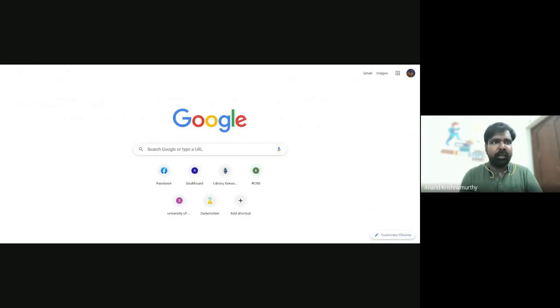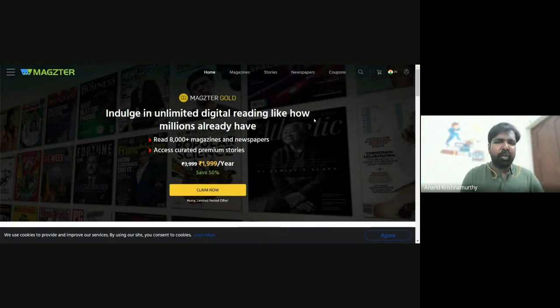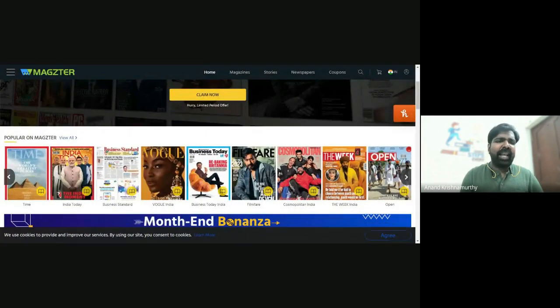start a trial pack, which will be for a month. Then add any newspaper to the cart, 6 rupees, 10 rupees. And then they'll naturally show you a 3-month pack where you have to pay 49 rupees to subscribe to Maxtor.